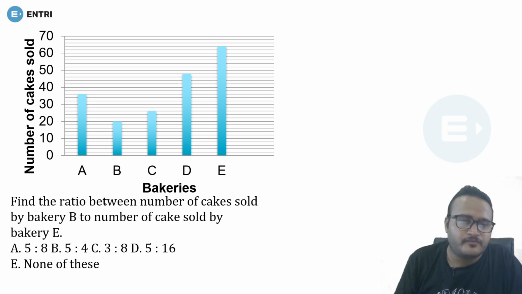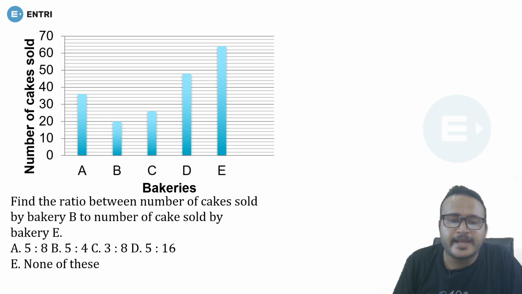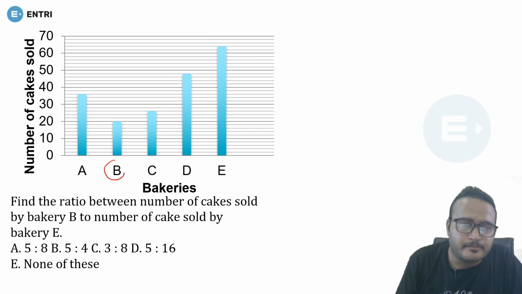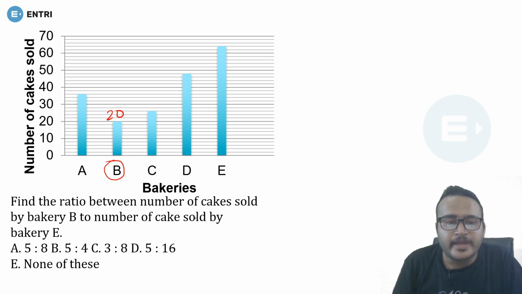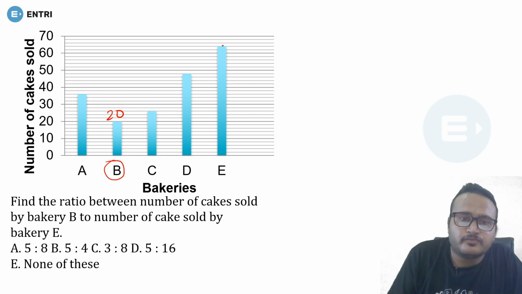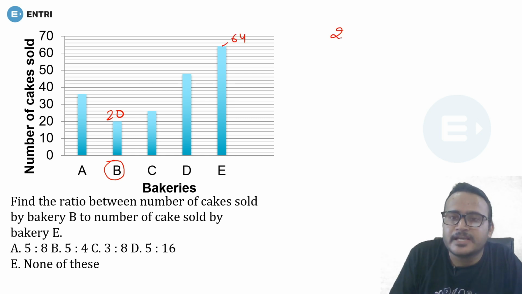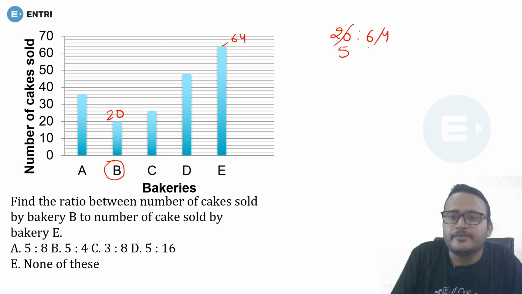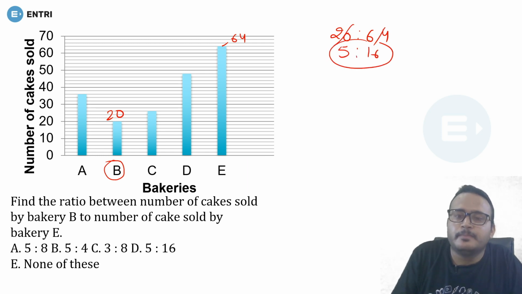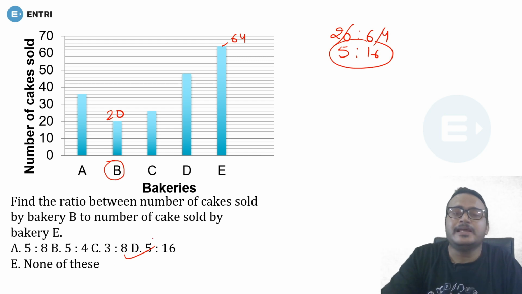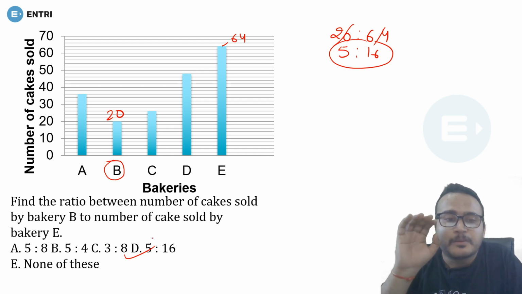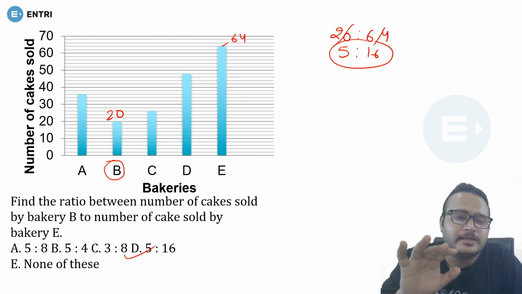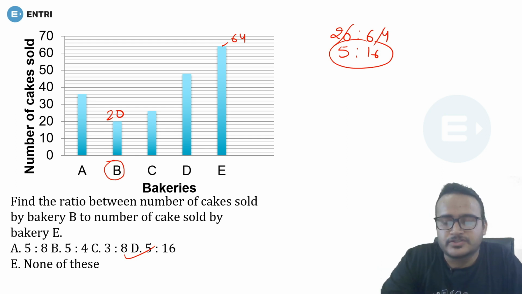And this is the next question. What is the ratio between the number of cakes sold by bakery B, that means this B, which is 20, to the number of cakes sold by bakery E, which is 64? So we need to find the ratio of 20 and 64. Dividing by 4, 4 fives are 20 and 4 sixteens are 64. So the required value will be 5:16. Within a couple of seconds, maximum 5 seconds, you can solve this type of question.